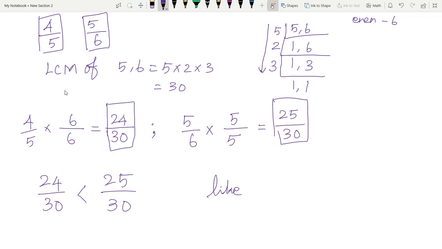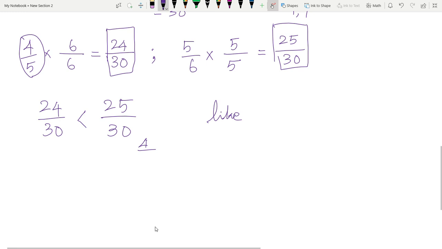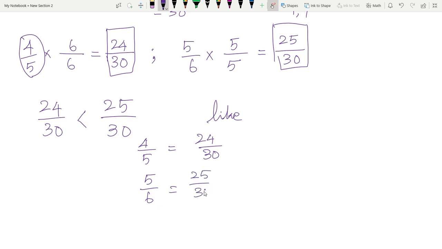Now, what is the question given here? 4 by 5 and 5 by 6, isn't it? So, 24 by 30 belongs to 4 by 5. So we can write 4 by 5 is equal to 24 by 30, and 5 by 6 is equal to 25 by 30. Here we found 24 by 30 is smaller than 25 by 30.